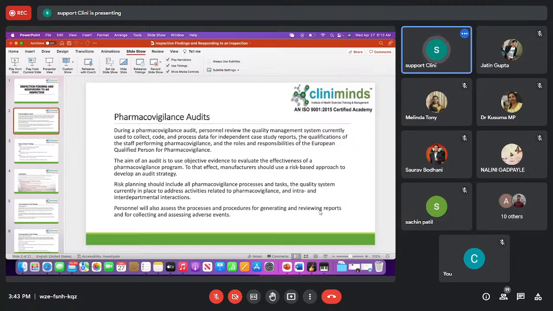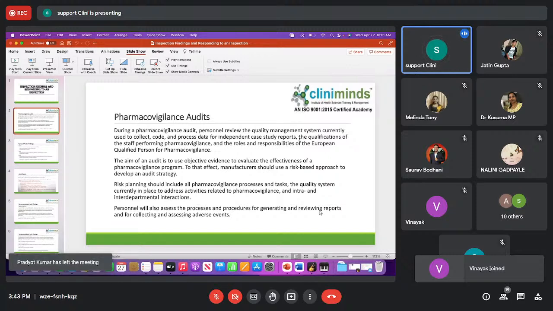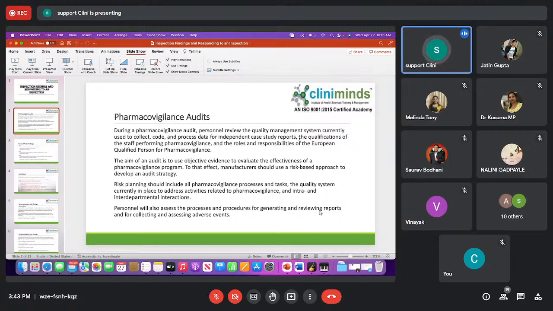So when we're talking about the quality management system, what are we talking about here? We're talking about the quality metrics that are available. And when we talk about quality metrics, we're talking about what are the parameters on which we are gauging the quality of the reports. So ideally, there should be a baseline. When we're talking about baseline, there would be some components on which the quality of individual case safety reports are measured. So what could that be?